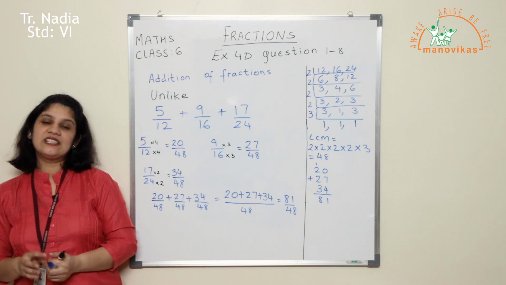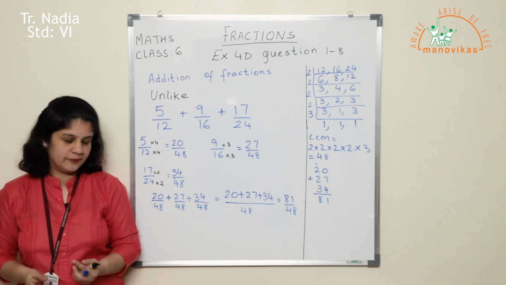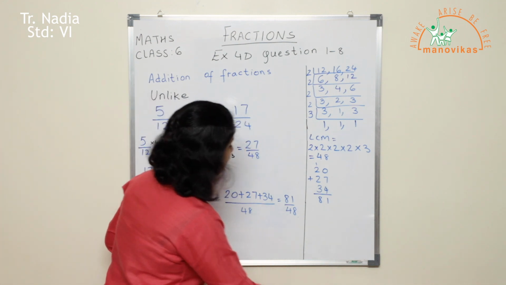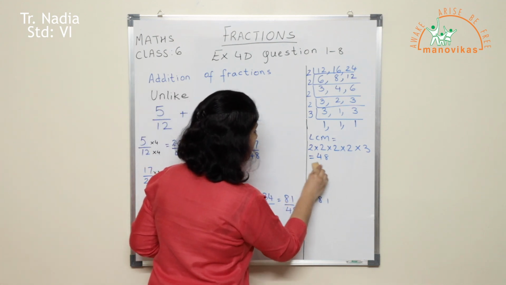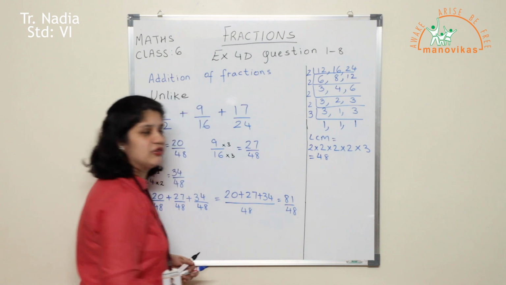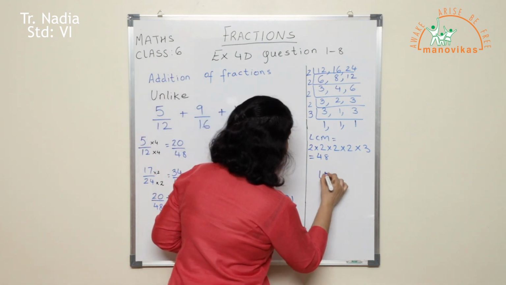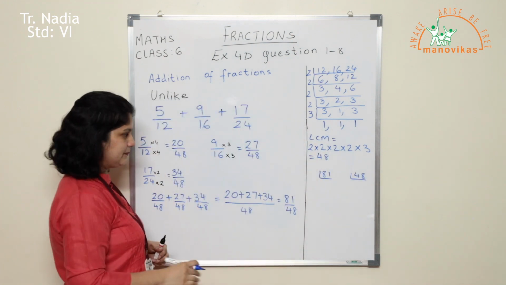Now my next question is: is my answer in the simplest form or can I reduce it further? Of course, 81 and 48 are big numbers. You all might find it difficult to reduce it directly. Now in that case, children, I have already shown you all what to do when you have to reduce bigger numbers. You can take 81 and 48 separately and factorize it.